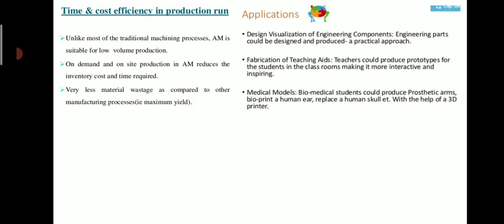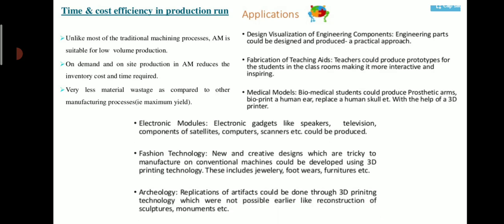What are the applications? Design visualization of engineering components is possible. After that, fabrication of teaching aids, metal models. Biomedical students could produce prosthetic arms, bioprint a human ear, or replace a human skull with the help of a 3D printer. Electronic modules, for example electronic gadgets like speakers, televisions, components of satellites, computer scanners could be produced. Fashion technology: new and creative designs which are tricky to manufacture on conventional machines could be developed using 3D printing technology. These include jewelry, footwear and furniture.